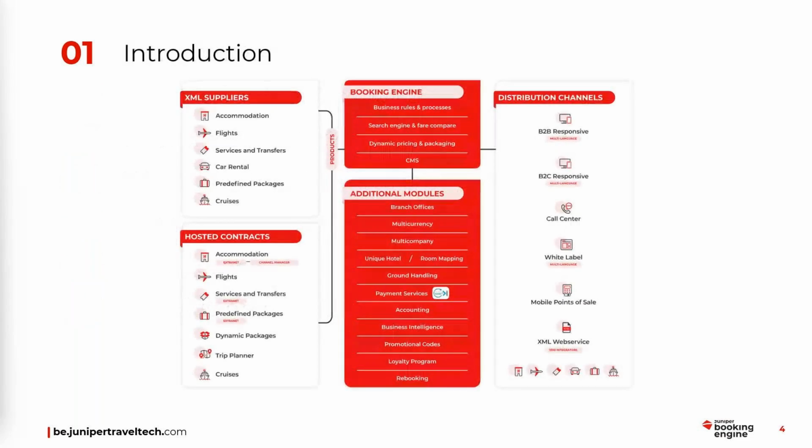So let me start by giving you some background information. This is an overview of all the modules that are currently available in Juniper. On the left side, we can see the product to be sold, both from external suppliers and down contracting. The rules for all these products are defined in what we call Juniper Back Office or intranet, where you can configure your customers, internet users, and business rules, such as markups, commissions, or taxes, among others. And on the right-hand side, we can see the different types of distribution channels that Juniper offers.